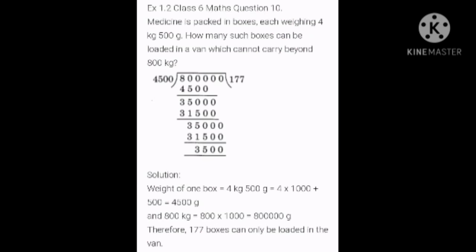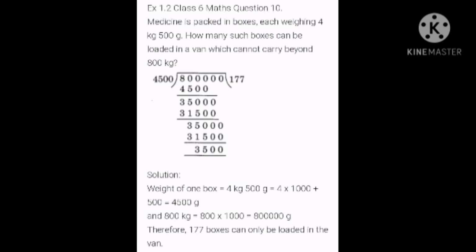10th one, medicine is packed in boxes each weighing 4 kg 500 g. Kg in sense kilogram, g in sense gram. How many such boxes can be loaded in a van which cannot carry beyond 800 kilogram? So weight of one box is 4 kilogram 500 gram.